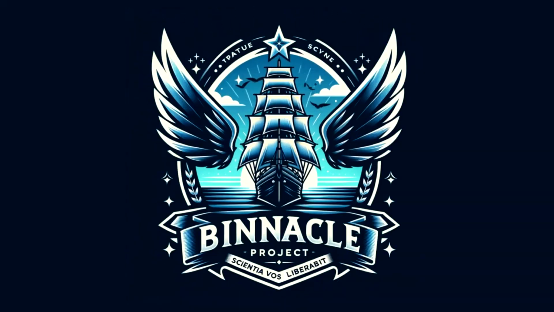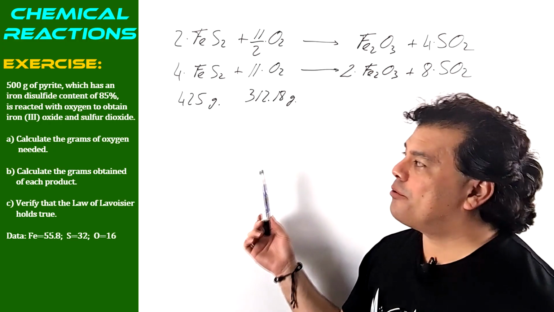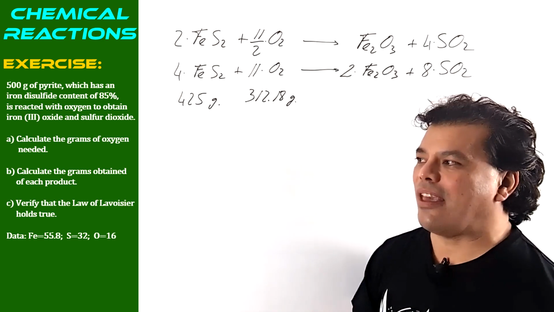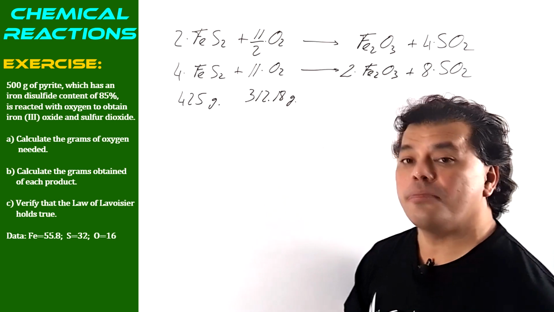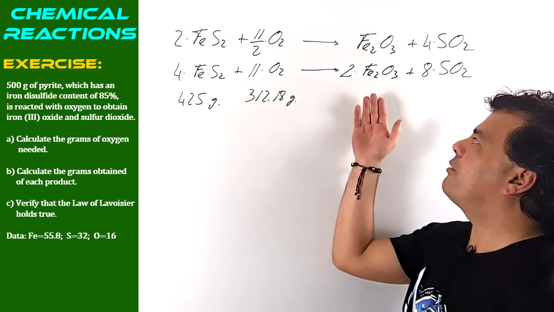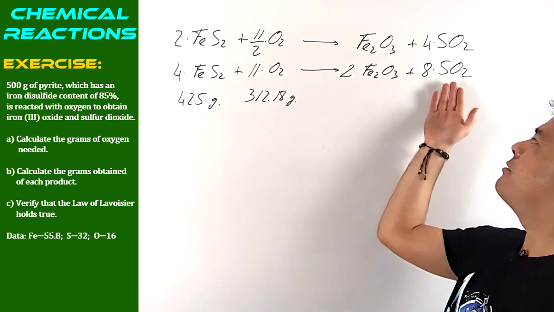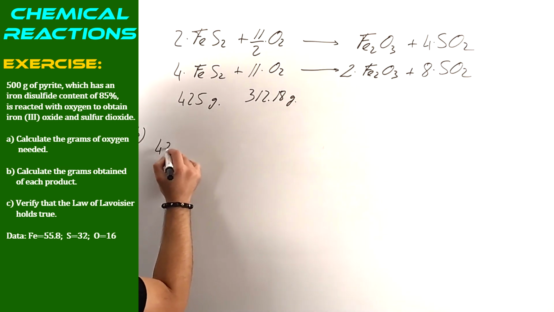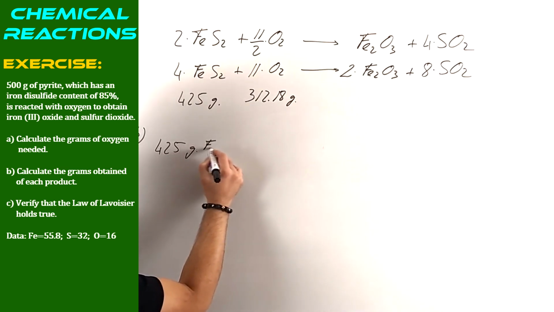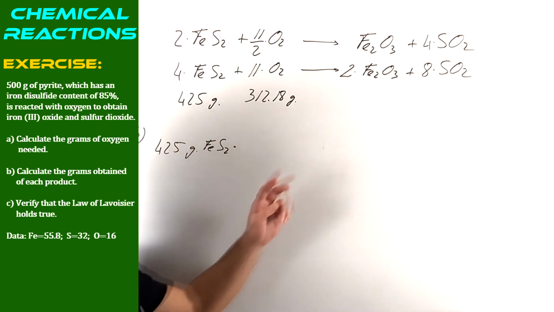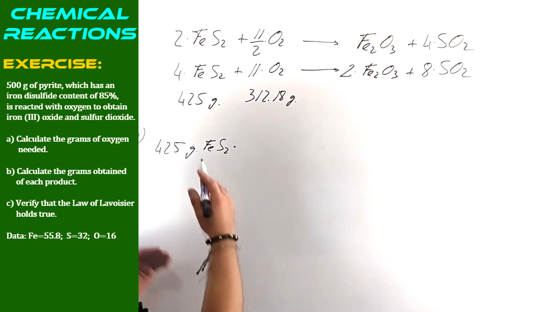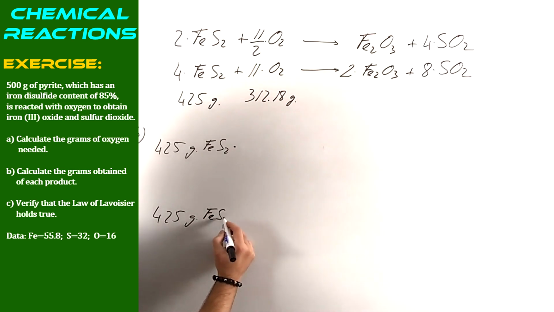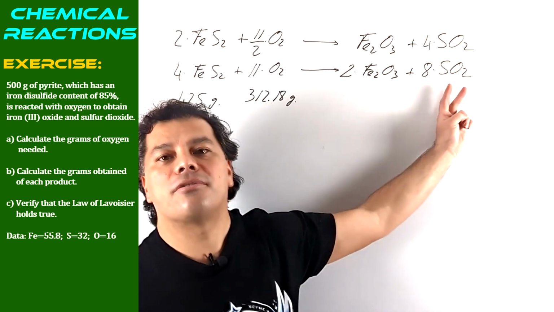As I ran out of space, I've erased the whiteboard, but I've written here the previous calculation. So now section B says, calculate the grams obtained of each product. So now it's time to calculate the grams of iron 3 oxide and sulfur dioxide. Now we are preparing 2 trains, 425 grams of iron disulfide, in order to calculate the grams of iron 3 oxide, and this other train, 425 grams of iron disulfide, in order to calculate the grams of sulfur dioxide.